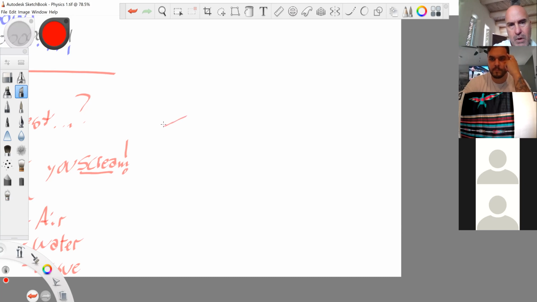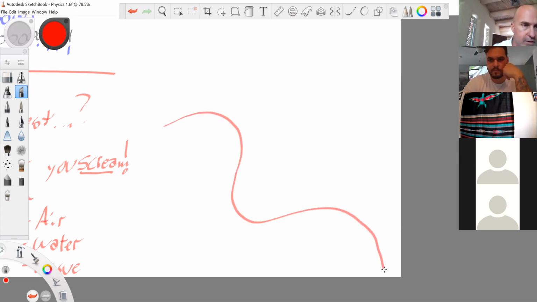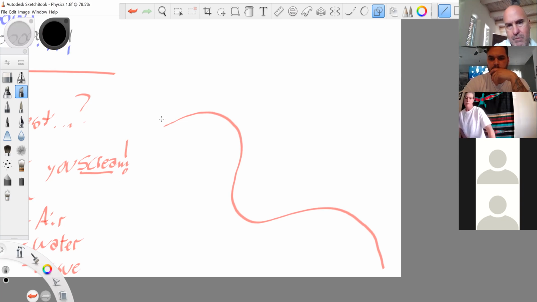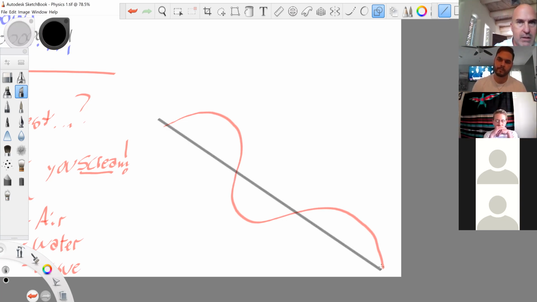I'm going to draw a wave like this. This is really hard to draw, so. And then I'm going to draw another wave. Actually, here, I'm going to draw a baseline here so that we're. That's just a baseline. And let me get this screen back.